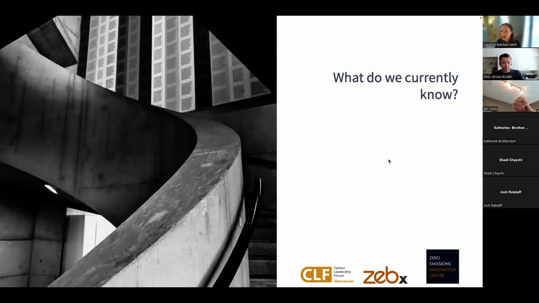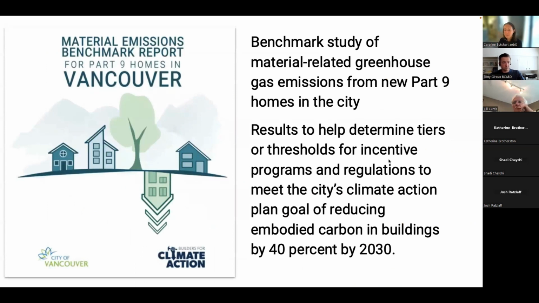So what do we currently know? I've actually skipped ahead of myself. So this is the material emissions benchmarking report. So actually, I'm just going to gloss ahead here.